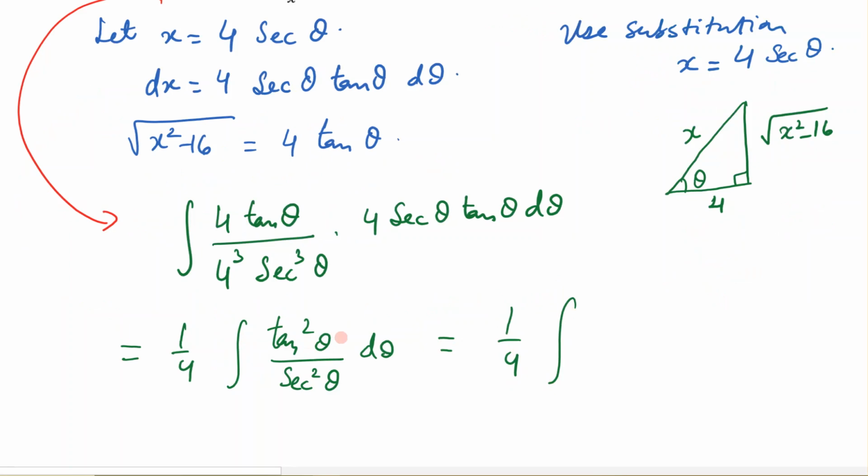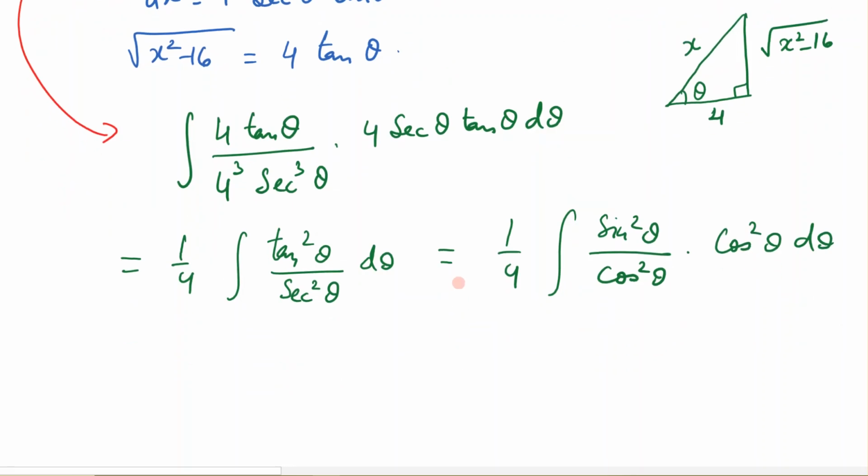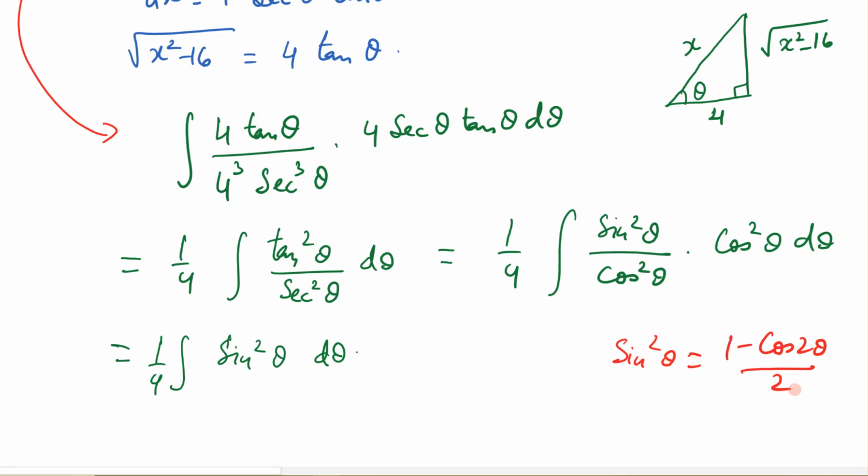So if we do a little bit of cleanup here, we see that in the end we are left with tangent squared theta over secant squared theta, which can be written as sine squared theta over cosine squared theta. Similarly, 1 over secant squared theta is cosine squared theta d theta, and cosine squared cancels, and we are left with 1 over 4 sine squared theta d theta. And now we know that in order to solve this integral, we can use the trig identity that sine squared theta is equal to 1 minus cosine 2 theta over 2.